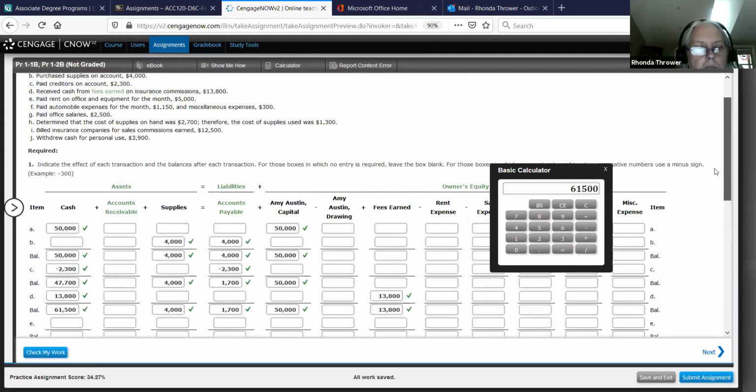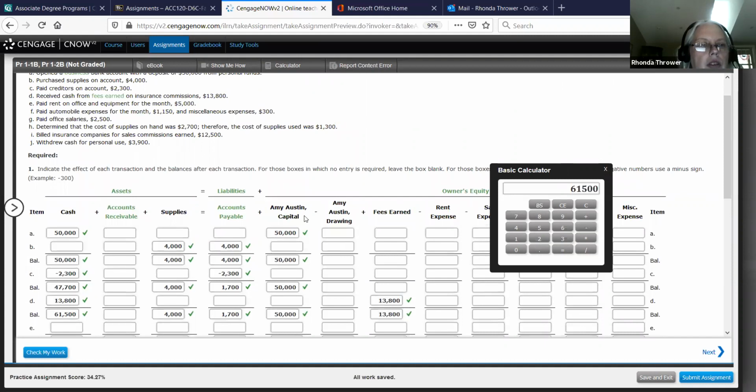The next transaction is the E transaction. And in E, it says we paid rent. We paid rent on the office and the equipment for the month of $5,000. So our cash is decreasing.